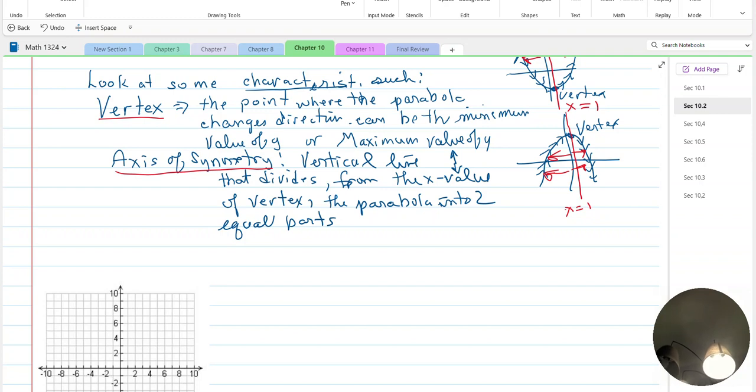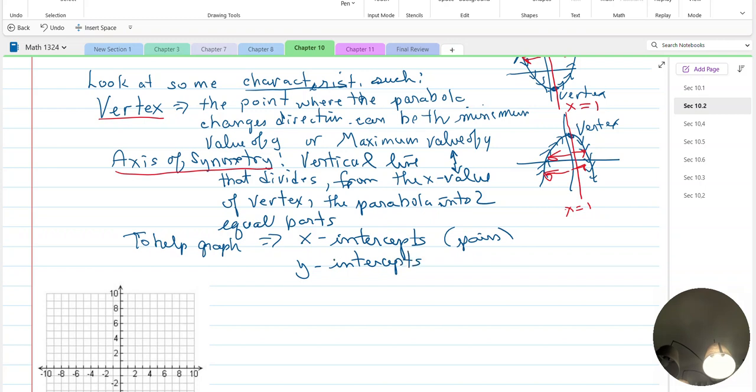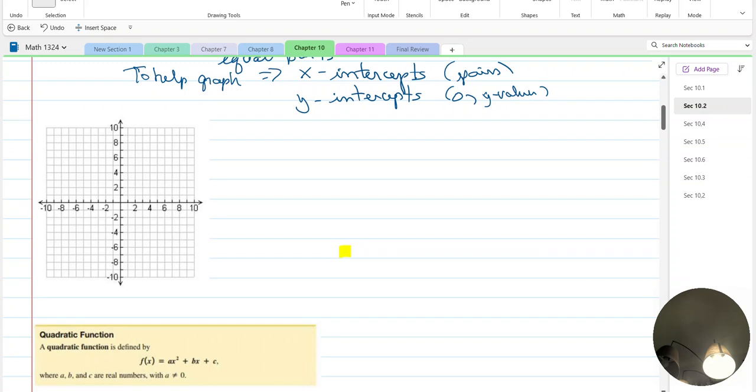Now, the next two can or cannot be found on the vertex, but they are a critical component of graphing. X-intercepts, and if it does cross the x-axis, there are in pairs, two of them. Y-intercept, which we understand, and that would be the value where x is 0 and the y value as it crosses that axis. All right, so let's look first at a normal parabola. How would we do that?